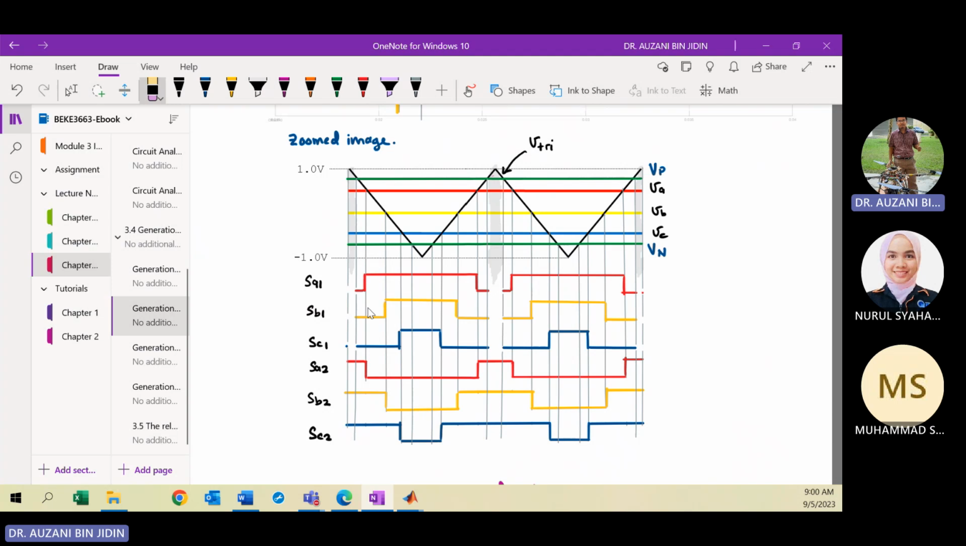Because it is already 1. But for the top switching state, you need to modify, because for the first condition, when your triangular is larger than VP, all switches must turn on. Okay? So then here, you need to modify. From 0 to 1, here also from 0 to 1. For the yellow SB1, change from 0 to 1. Same goes to here. This one, for SC1, blue color, 0 to 1.